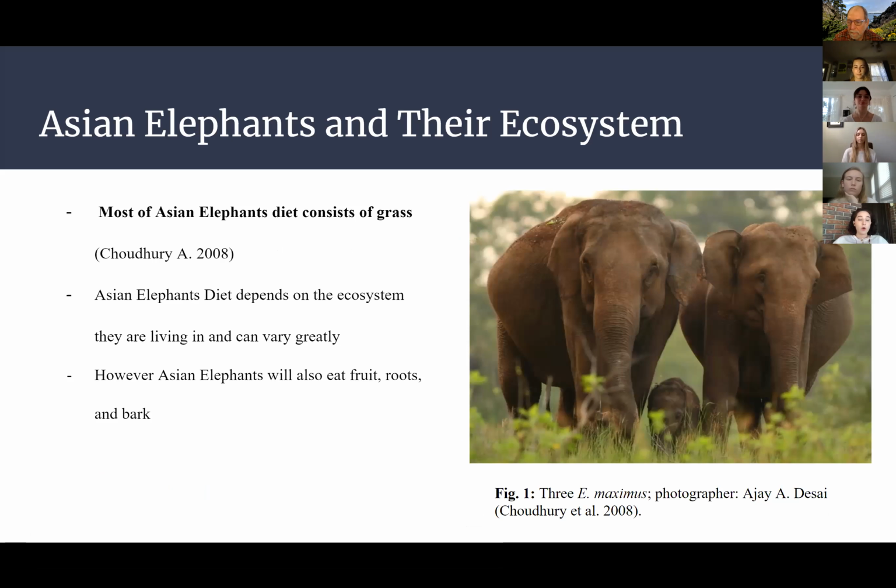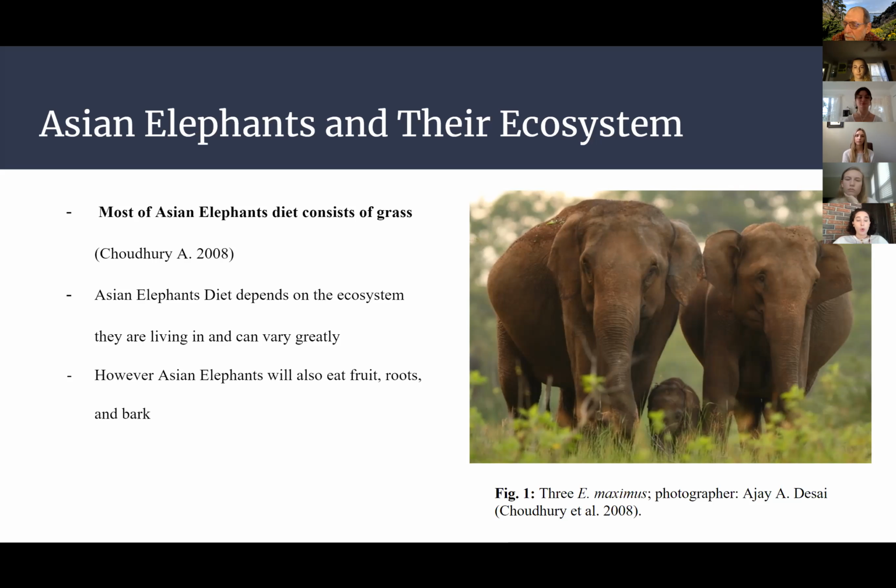Right. So the other thing that relates to the types of habitats that they live in is what do they eat? And this is connected to their habitats because although most Asian elephants eat a majority of grass, the percentage of how much grass takes up their diet depends on where they live. So if they're in a grassland or a shrubland, they're obviously going to consume a lot more grass than if they're living in a forest. And then besides grass, they also eat things like fruit or roots or bark.